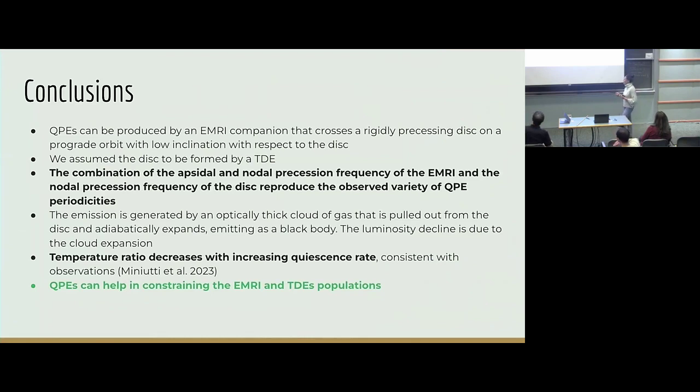From our model, we also get the nice feature that as the temperature ratio decreases, the QPEs disappear, which is seen in the observations. And so I would say that this relationship can work in both ways. QPEs can help constrain TDE properties, especially TDE disk properties, and vice versa. And with that, I'm done. Thank you again for the attention. I'll take questions.